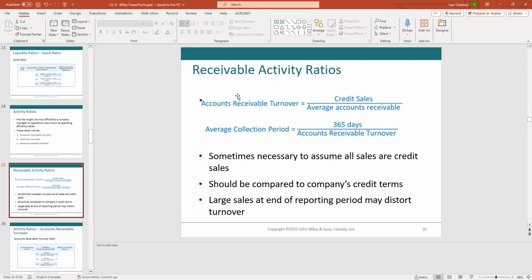Is it good to collect your accounts receivable in 365 days? No. So where do you want this number then? Higher. A higher number is better for us. Make sense? So we want a high accounts receivable turnover. That's going to reduce the days of average collection period. A high number gives us fewer days of accounts receivable sitting in the hands of our customers. Sometimes it's necessary to assume that all sales are credit sales, and we can compare the credit terms for that ratio.